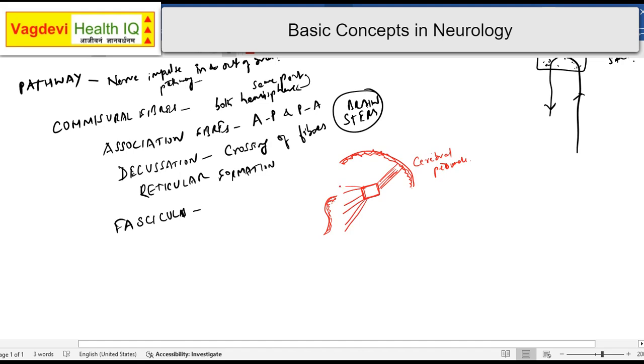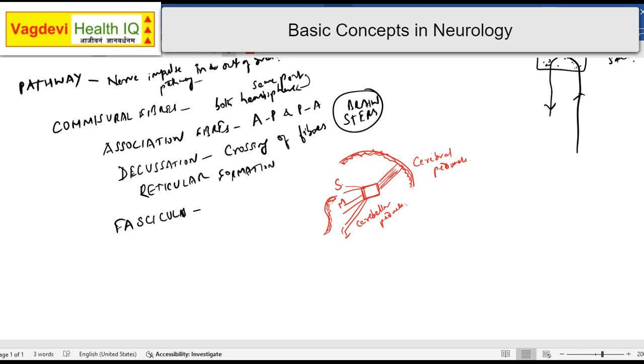There are three, and you should remember this: superior, middle, and inferior cerebellar peduncle. These are all cerebellar peduncles. I don't want to go very deep into anatomy, otherwise I would need a minimum of 60 to 70 or even 100 hours for anatomy and physiology. So I just touch the topic and come back, and you should answer.